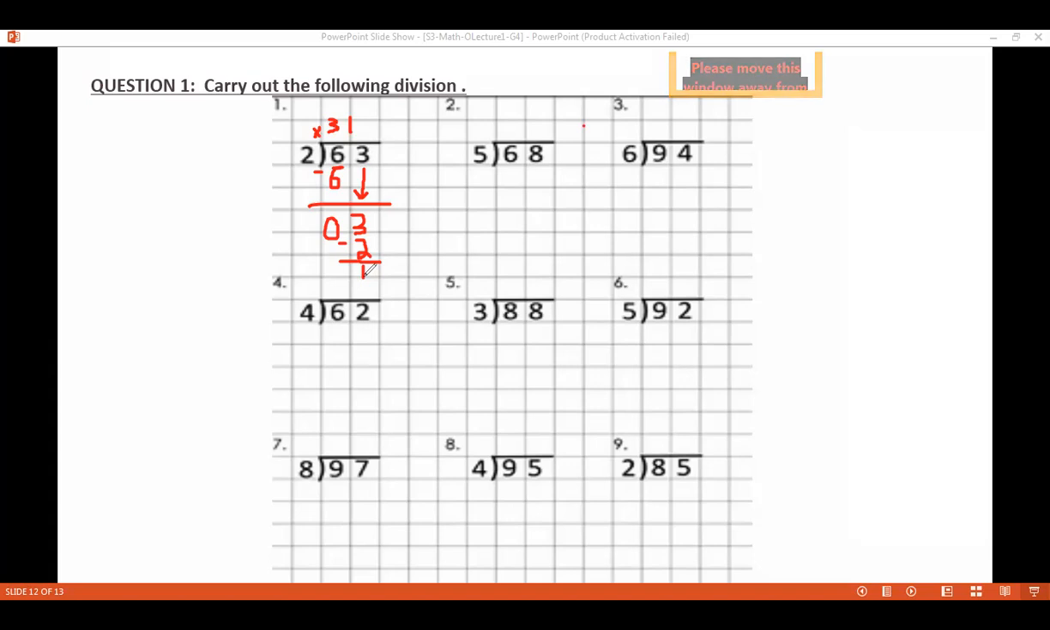Let us write it as Euclidean division. So we put the dividend, which is 63. It's equal to, we open a bracket. What do we put inside the bracket?